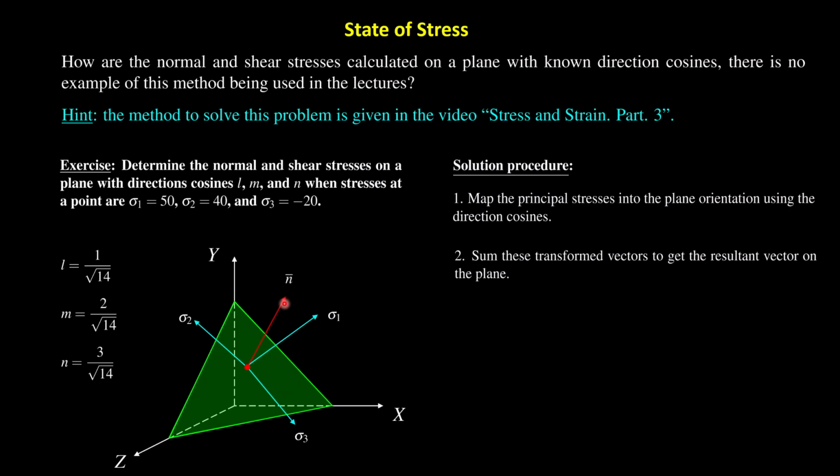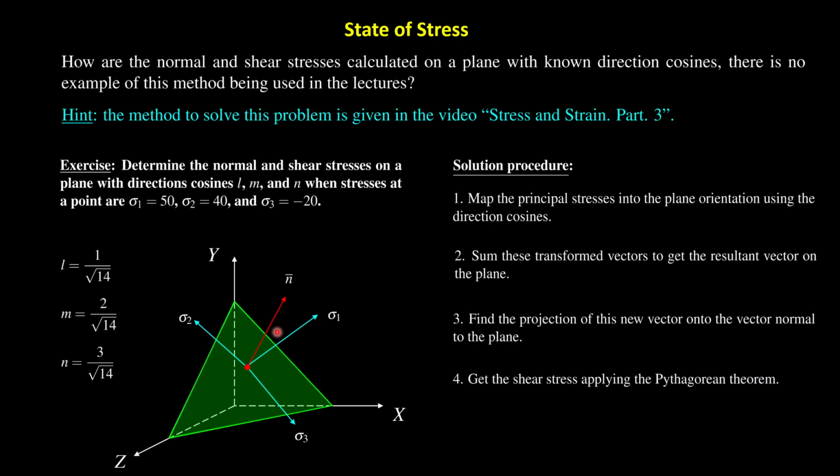The second activity that you have to do here is that once you have mapped each one of these vectors, you can then sum them together, because now you are working in the orientation of the plane. So you sum each one of these transformed vectors, and finally you have to find the projection of the new vector onto the normal direction of the plane. That's going to give you the normal stress that is being asked here.